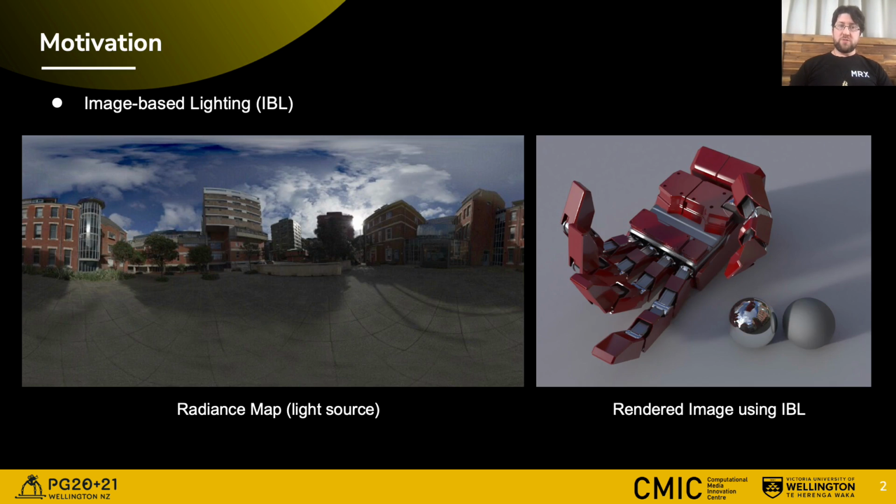The motivation behind this work is regarding image-based lighting, which is a rendering technique that uses Radiance maps, as you can see here on the left, as a light source to render to light scenes. As you can see on the right, this right image used the left image as a light source. It provides high quality, realistic lighting that matches the real world environment.